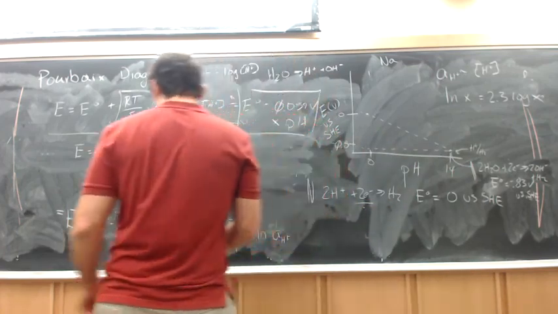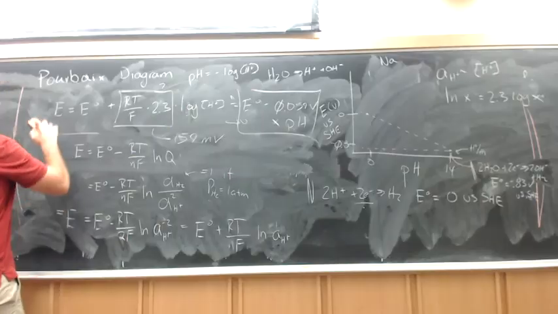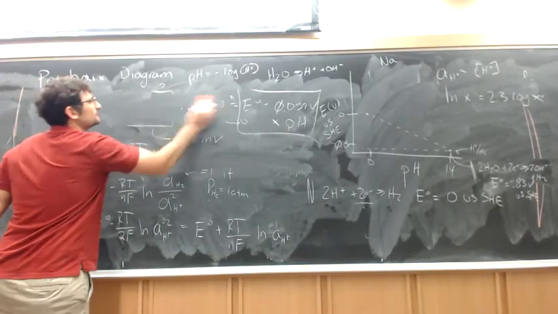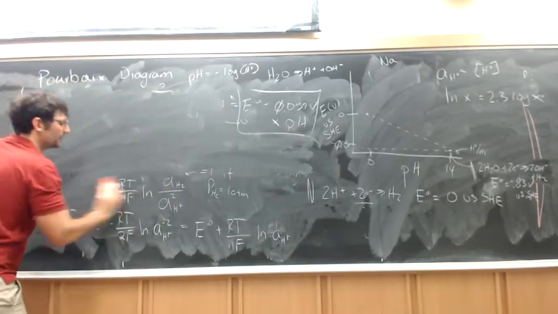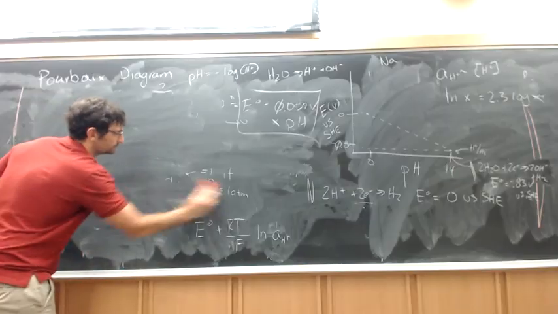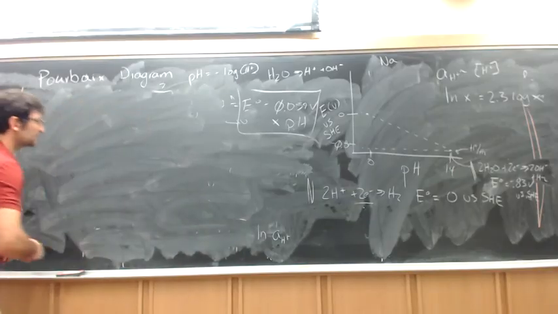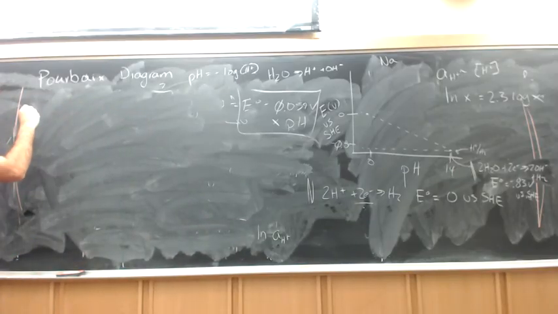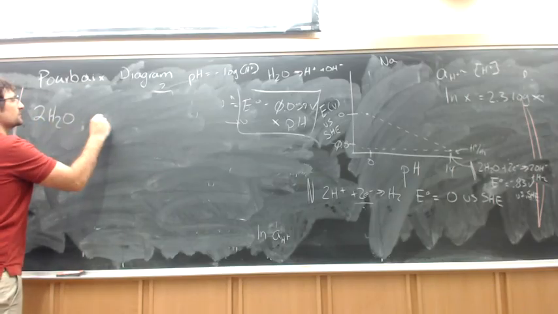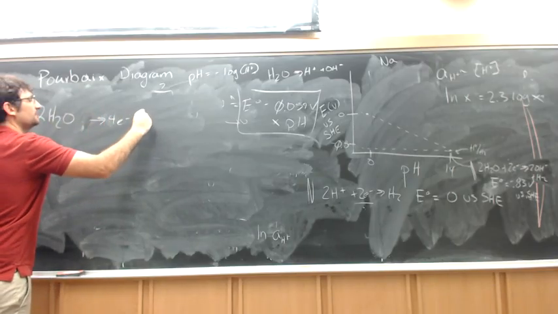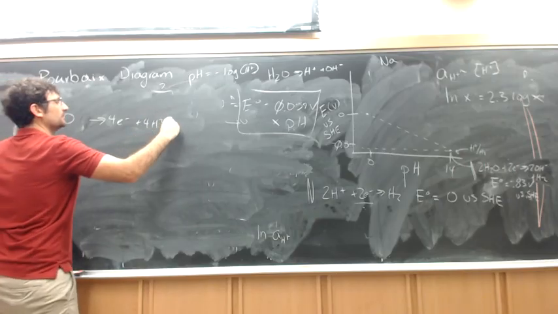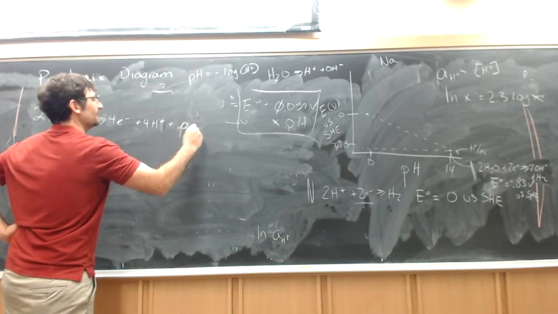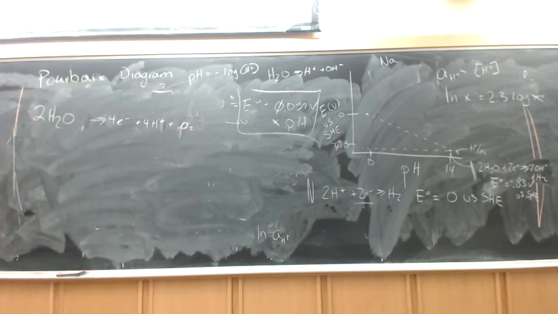Now, what about the other reaction? For water, what's the other reaction that can happen in water? Oxygen evolution. So what reaction is that? Let's write it in acid. Tell it to me. We have to take water. Okay, let's put the 4 electrons on the other side, plus 4 protons plus O2. There we go. So what's E naught for this?